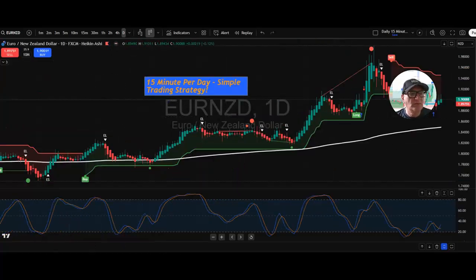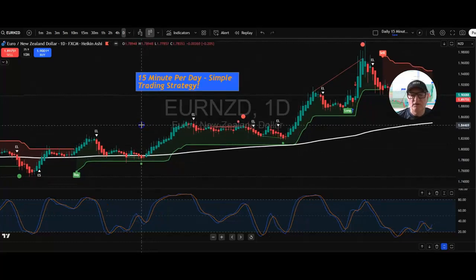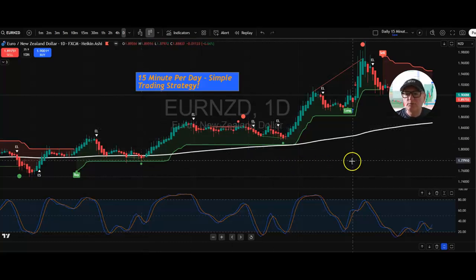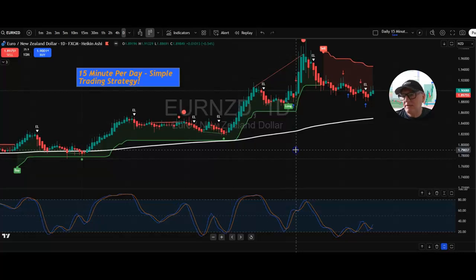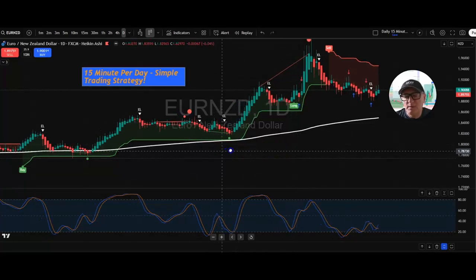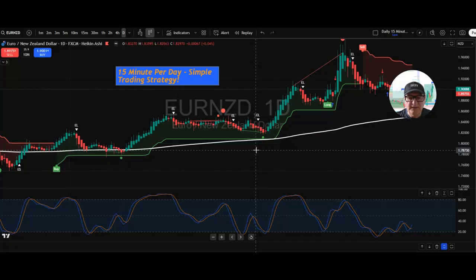Here's another example on the Euro New Zealand, and you can see the trend. You can see where you might want to get in, and once you get used to this, you might not even feel you need the MACD. Once you've got experience and become more advanced, you can remove a lot of these tools and just trade without them. But nonetheless, if you're a beginner just starting out, then just practice. Use a demo account as well to get used to what you're looking at.